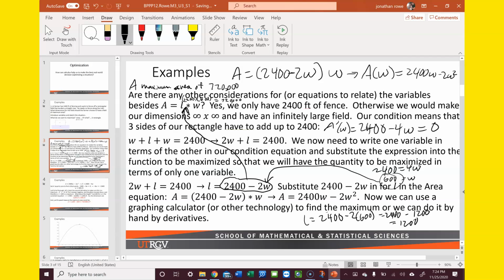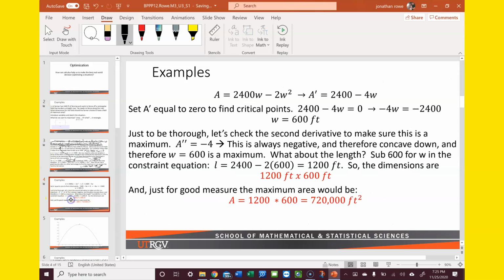720,000 what? What are our dimensions? Feet, right? So 720,000 square feet can be achieved by creating a 1200 by 600 rectangle. 1200 for the length, 600 for the width. And I like to finish my problem off with a summary statement that tells about everything we did in that problem and answers the question. I think that finishes up example 1 for us.